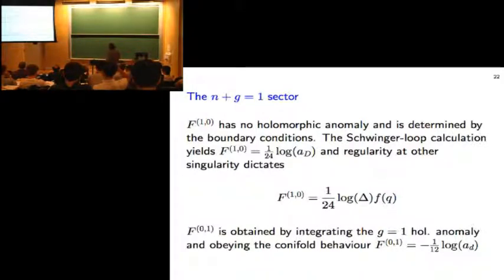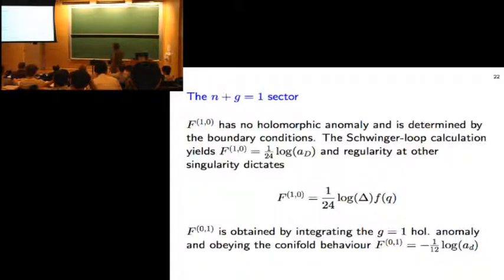So F^(0,1) is obtained by integrating the g equal 1 holomorphic anomaly. And there at the conifold, you get this behavior, and consequently, it has this factor in its holomorphic piece. And if you write it in the non-holomorphic form, it looks like this. And as a matter of fact, here I should also have put a factor G of Q, which is also determined by behavior at infinity.